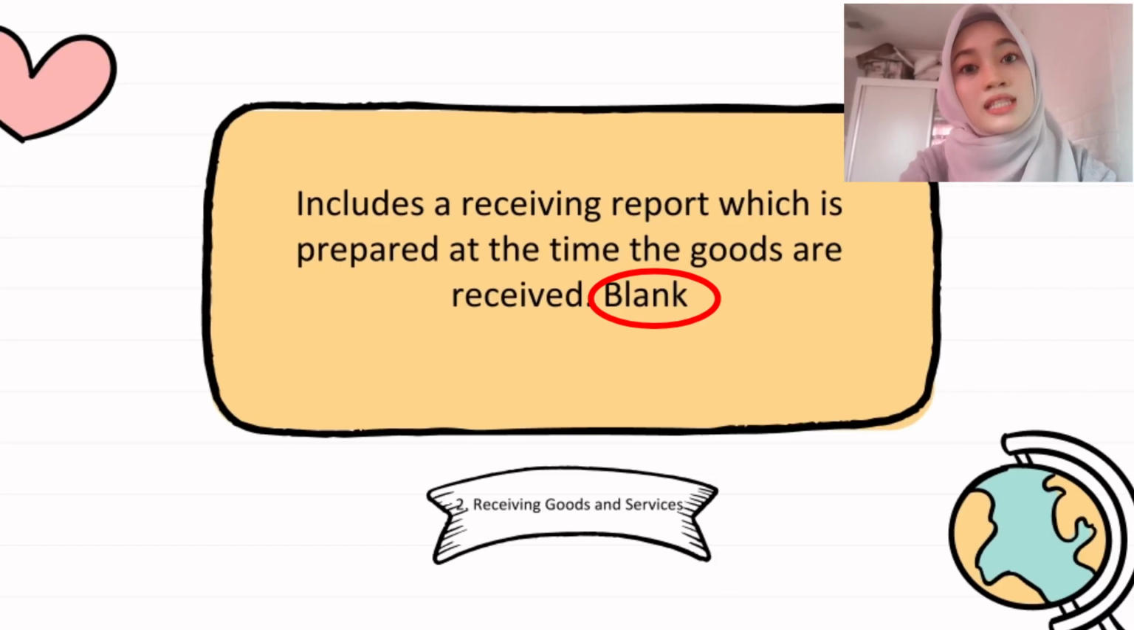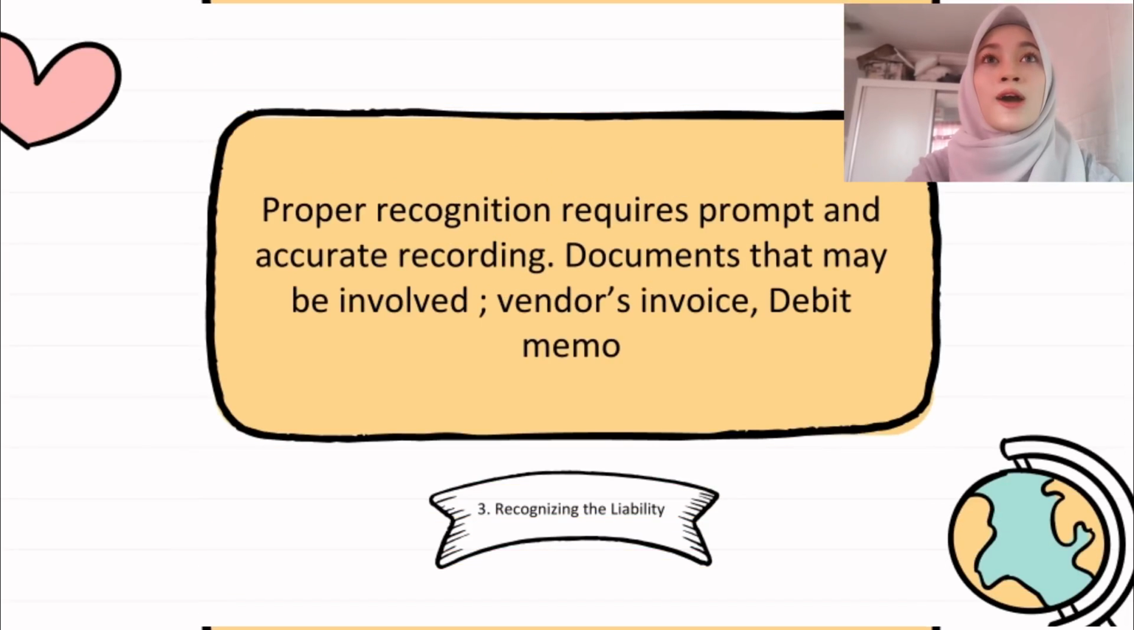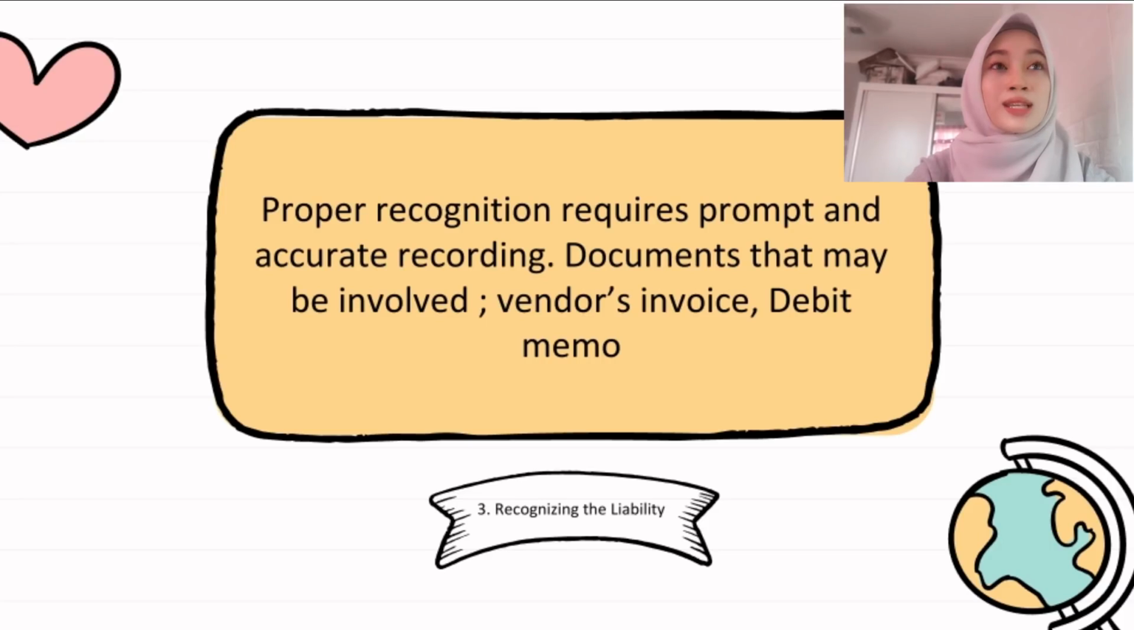Once we have received the order, now we're going to recognize the liability. Proper recognition requires prompt and accurate recording. Some companies still wait for the vendor's invoice. Okay, what is a vendor's invoice? Nanti akan ada orang yang terangkan tentang dokumen-dokumen ni. Apa fungsi-fungsi dokumen-dokumen ni. So some departments say, well, guess what? I'm not going to record the liability until I have the vendor invoice.